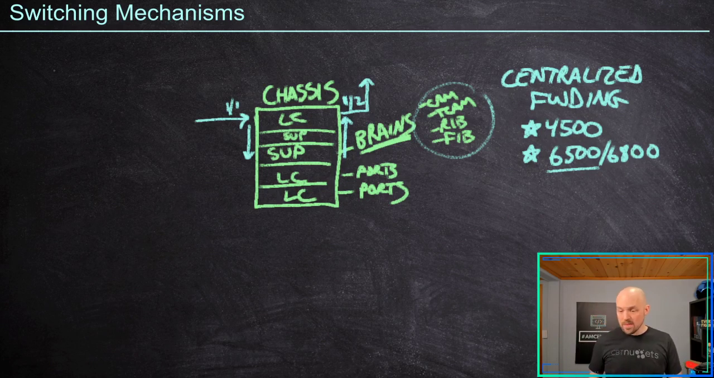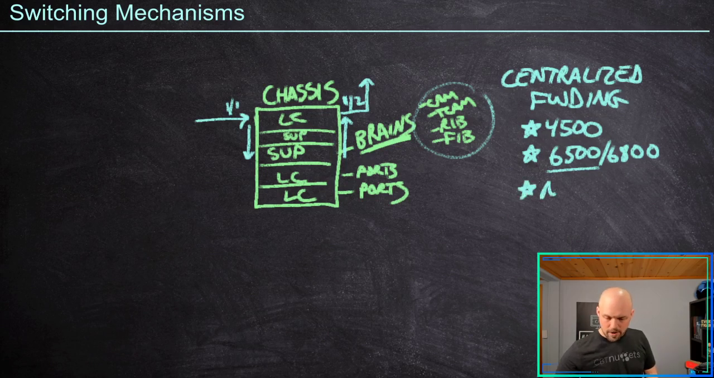What else? Oh, by the way, I mentioned data centers earlier. What about the Nexus 2K line?